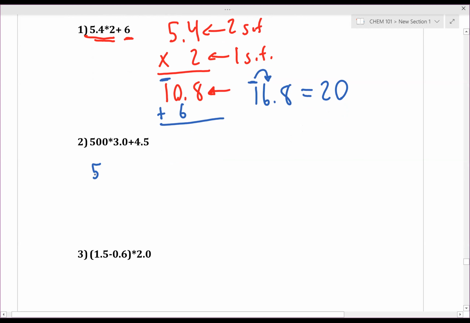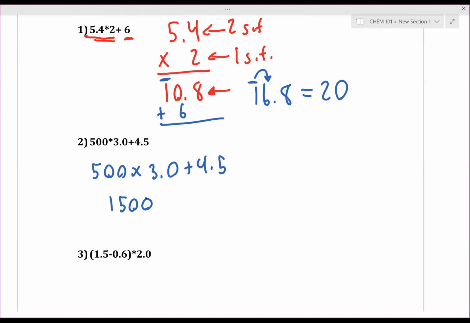Okay, let's continue on with this next example. We have 500 times 3.0 plus 4.5. Now looking at the following example, in the first operation, we are multiplying. Comparing these two numbers, just at a first glance, how many significant figures should our first answer have in this first multiplication operation? 1. So we'd get out 1,500, but we're only allowed to report 1 significant figure. So what is our significant digit in this number? In the thousands place, or the 1.